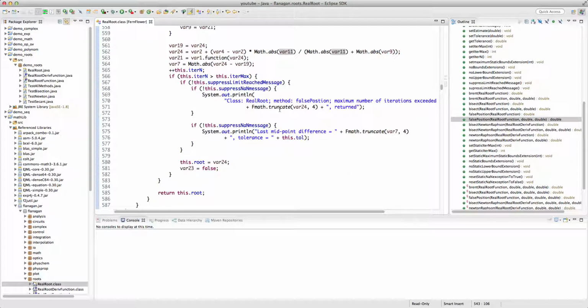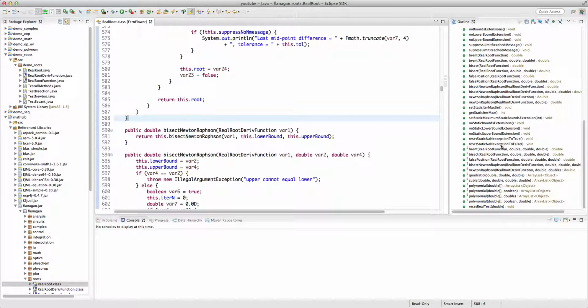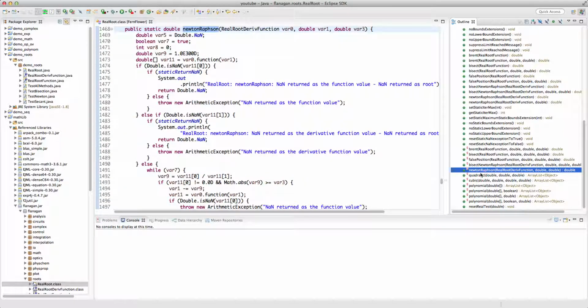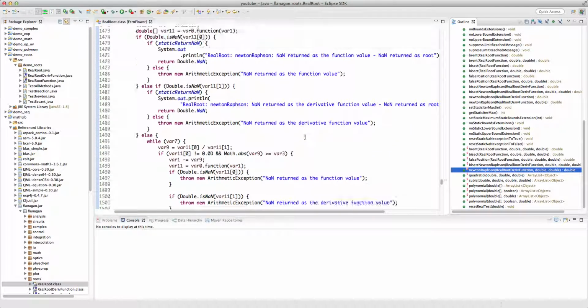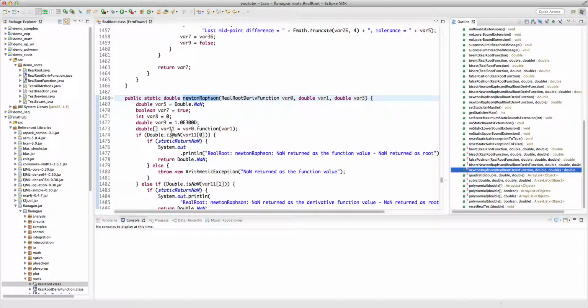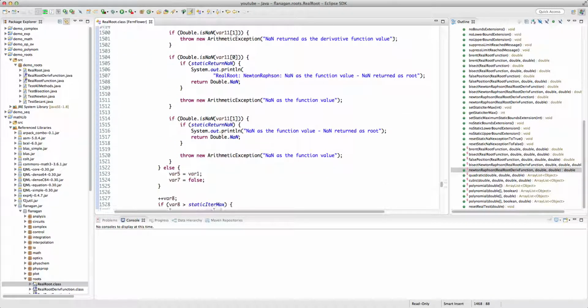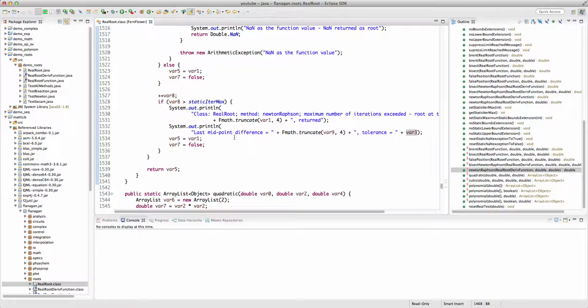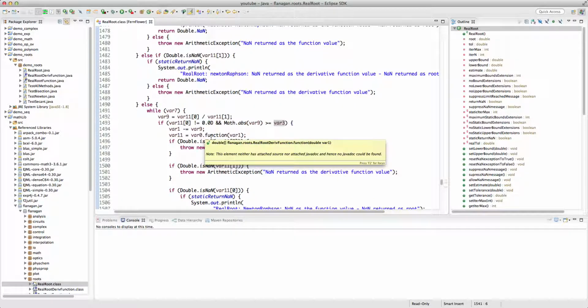And this continues until it finds the root and returns the root. Now there is another method here. We have the Brent, we have the false position, we have Newton-Raphson, and again the same story: checking for the start point and the end point, doing the extension of the upper bound and the lower bound, and then eventually finding the root.